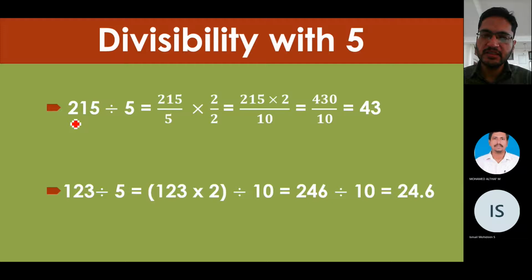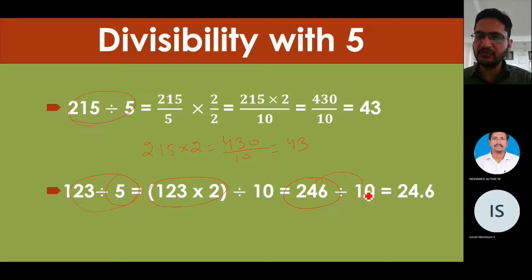More questions. 215 divided by 5. First of all we will multiply 215 by 2 and we will get 430. Now we will divide 430 by 10, so the answer is 43. Next is 123 divided by 5. We have already discussed this. First we will multiply 123 by 2, it is 246. In the second step we will divide 246 by 10, that is 24.6.